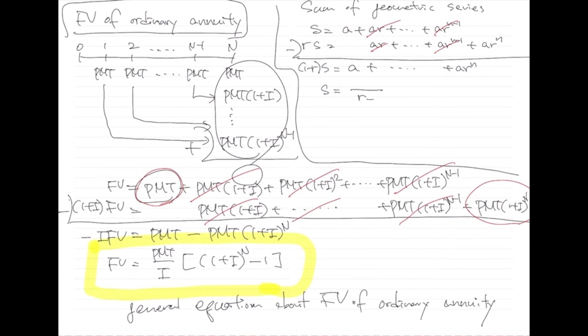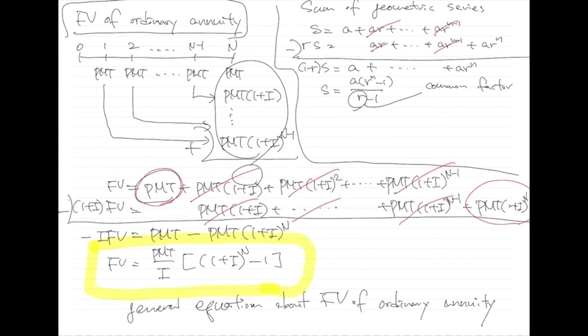And S can be rearranged like this: A(R^n minus 1) over (R minus 1). So we called R the common factor, 공비. Do you remember? Yeah, we can use this equation in this ordinary annuity part. So what is the common factor here? Common factor is here, right? 1 plus I.